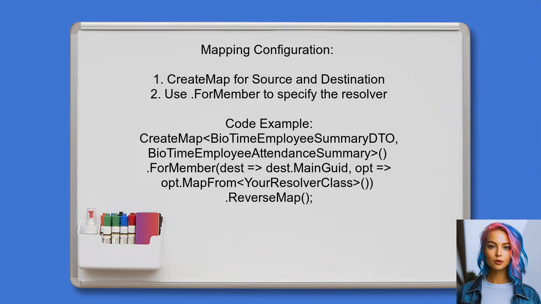In the mapping configuration, the user specifies the resolver to handle the mapping of the main guide property. This ensures that the mapping logic is applied correctly during the transformation from source to destination.